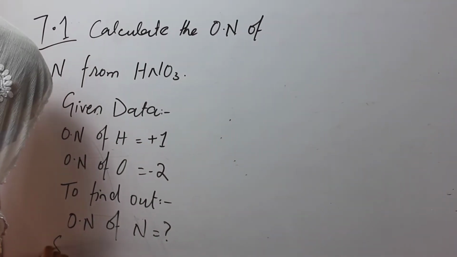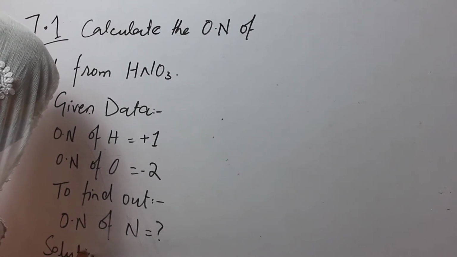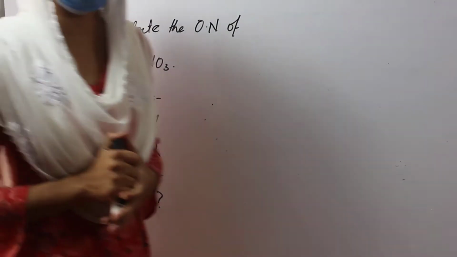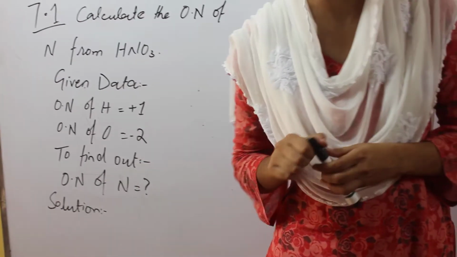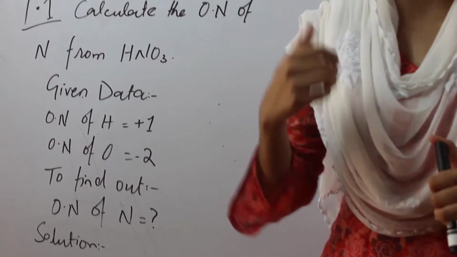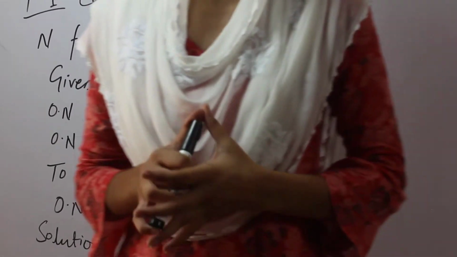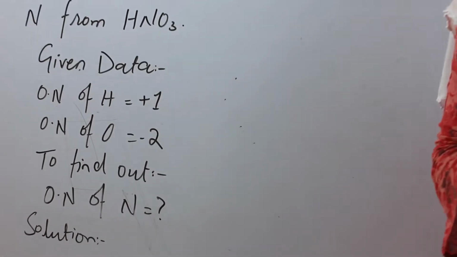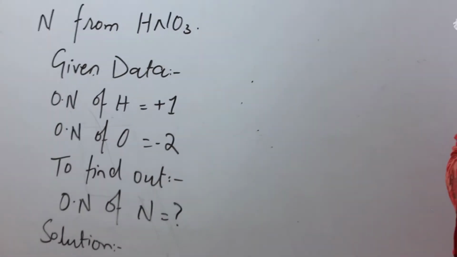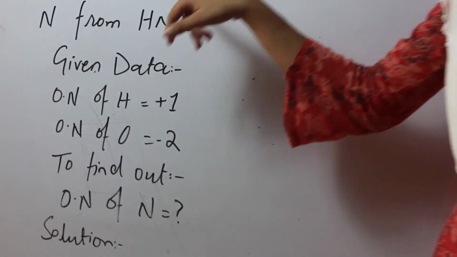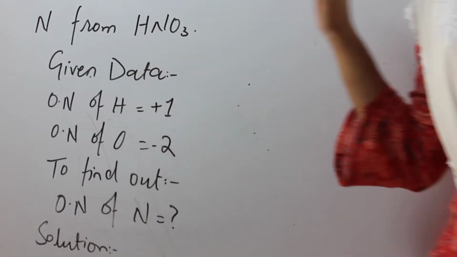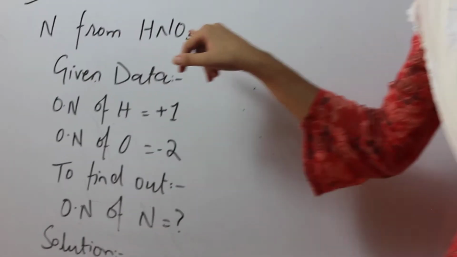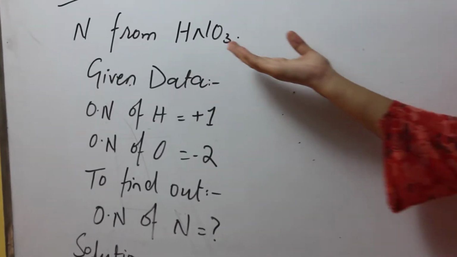And in the solution, we are applying the rule of oxidation state, that is rule number 7. And rule number 7 is, if you remember, in a neutral compound the algebraic sum of the oxidation numbers is always 0 when we are talking about a neutral molecule. HNO3 is a neutral molecule, and here we can calculate the oxidation number of nitrogen from this neutral molecule by applying the formula of sum.